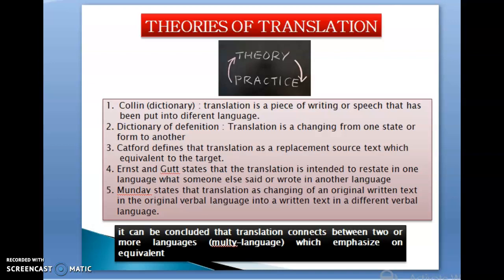Newmark states that translation is intended to restate in one language what someone else said or wrote in another language. Plus, Munday states that translation is changing of an original written text in the original verbal language into a written text in a different verbal language. Based on the definitions above, it can be concluded that translation connects two or more languages, which emphasizes equivalence. So equivalence is fundamental in translating. Equivalence is a complex problem in translating from the source to the target text.